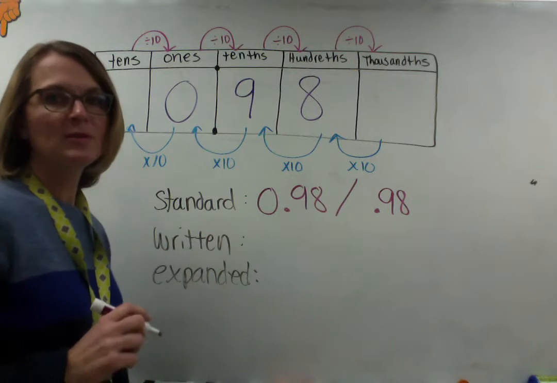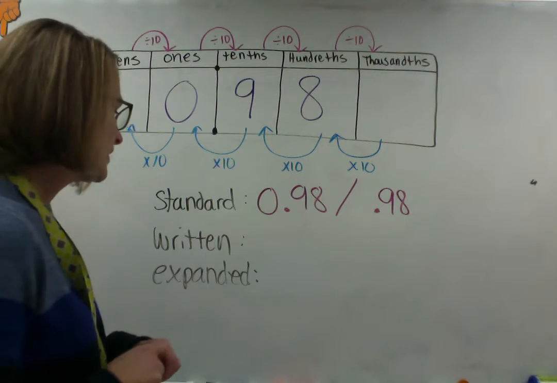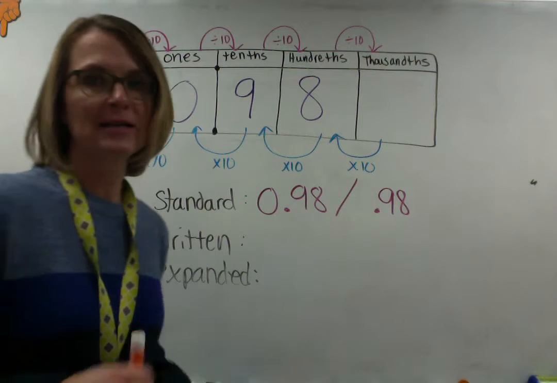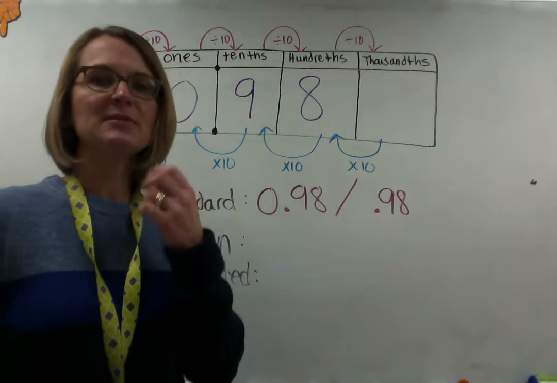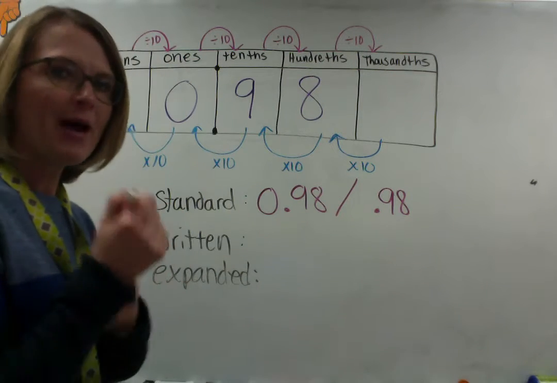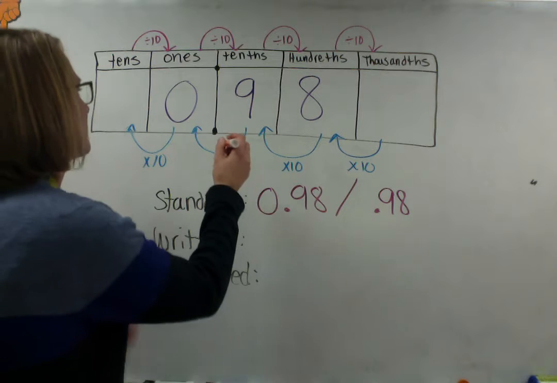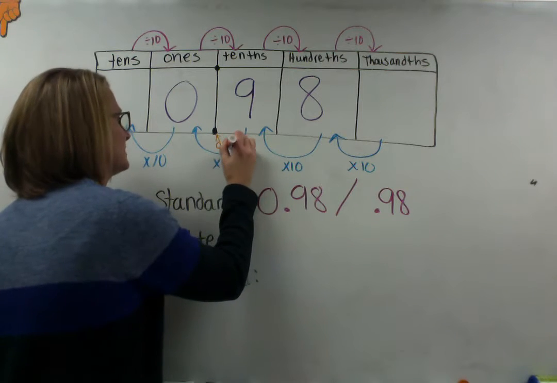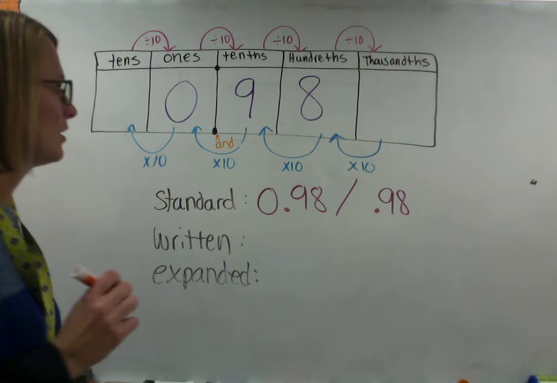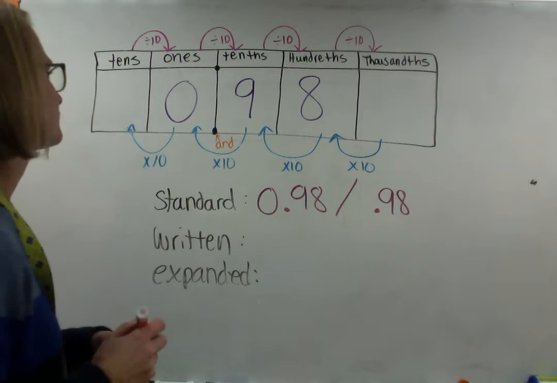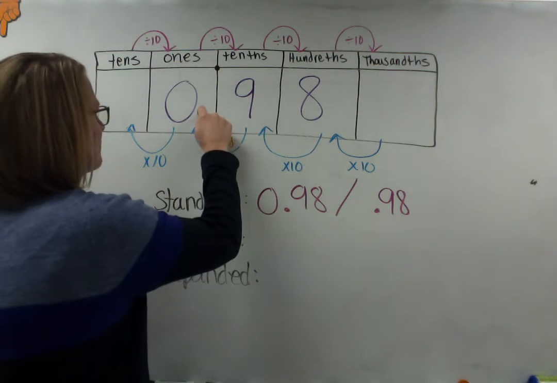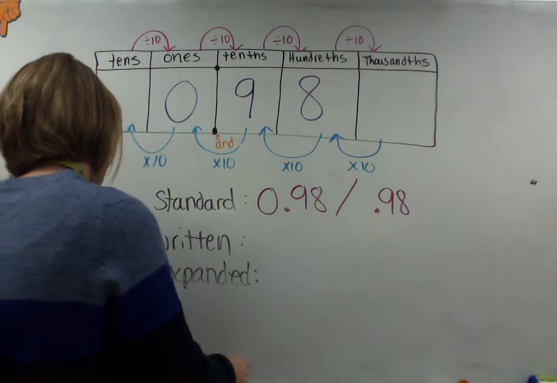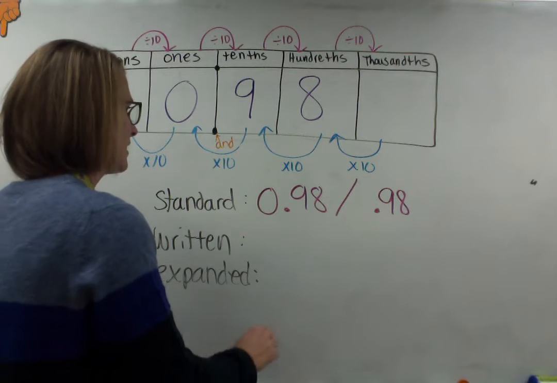Now my written form is where I'd write it out in words. When we did written form with regular numbers, I told you we didn't use the word and. Because when you use the word and, it means you have a decimal. Well, now we have a decimal, so now we can use the word and. So this decimal is and when you are writing a number. But you only use it if you have something over here. So for 98 hundredths, I wouldn't use the word and, okay?